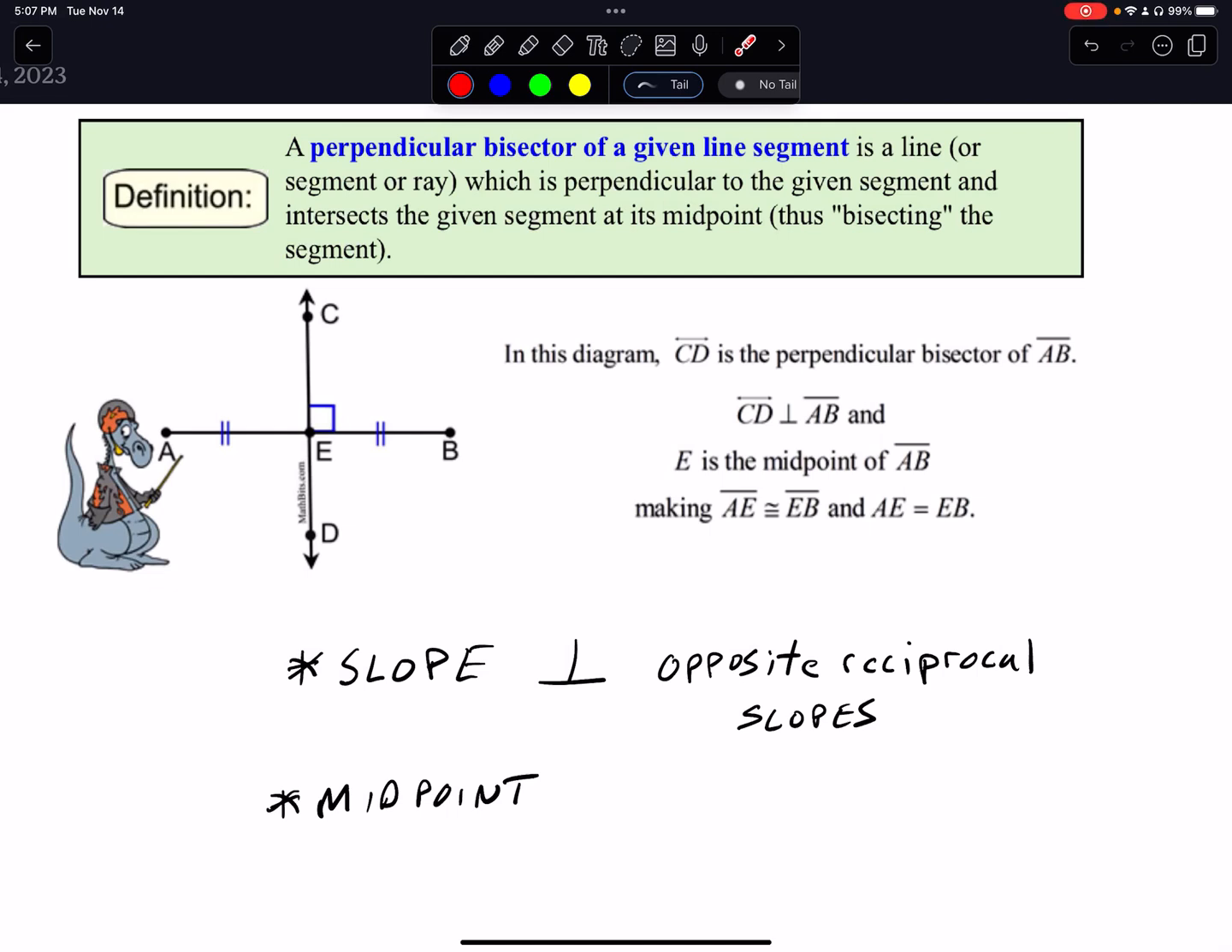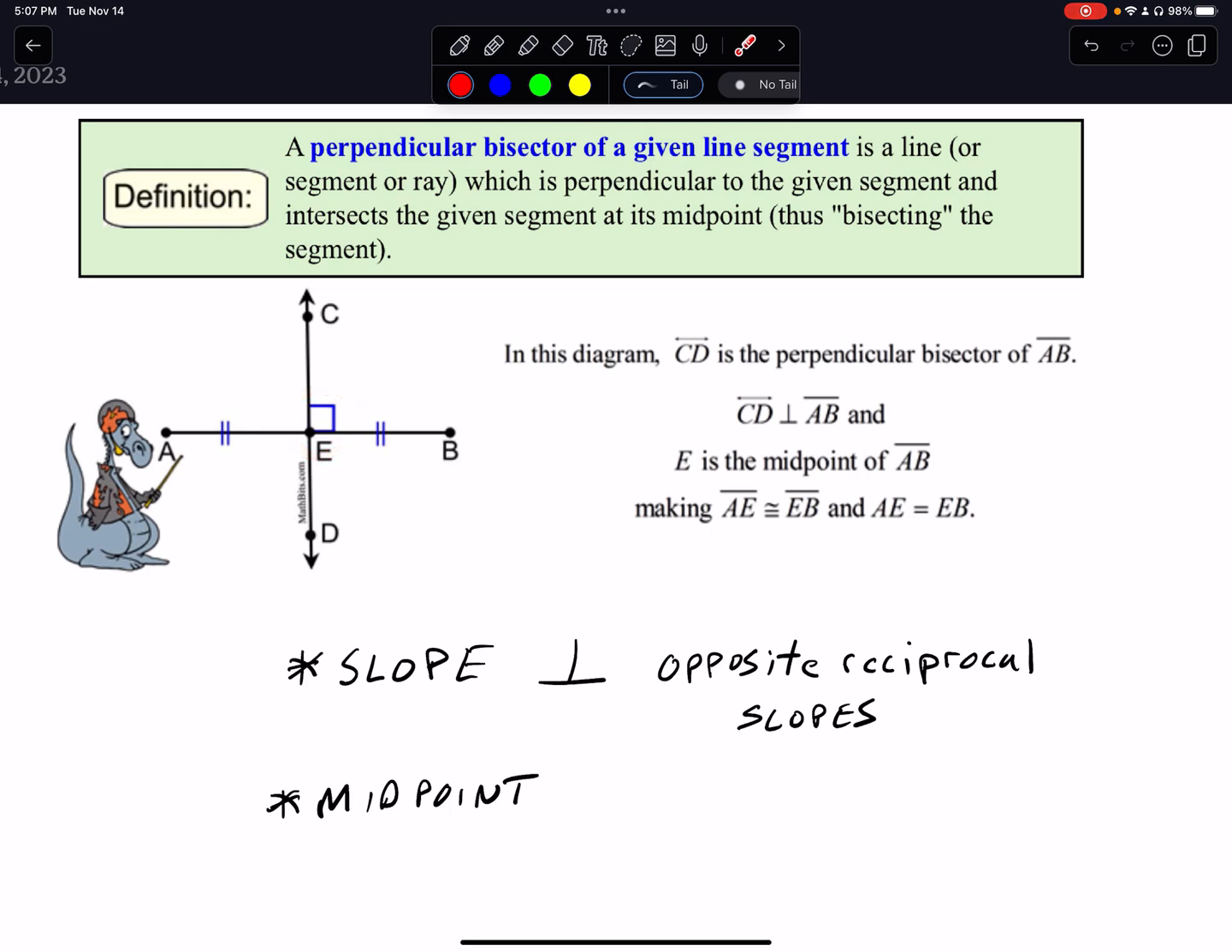All right, welcome to the video lesson on a perpendicular bisector of a given line segment. So a line is a perpendicular bisector. You can see right here by this diagram, we know this is a perpendicular bisector because first of all, CD is perpendicular to AB, right? This line, CD, is perpendicular to AB, and how do we know that it's perpendicular? Because there is a right angle given to you right there.